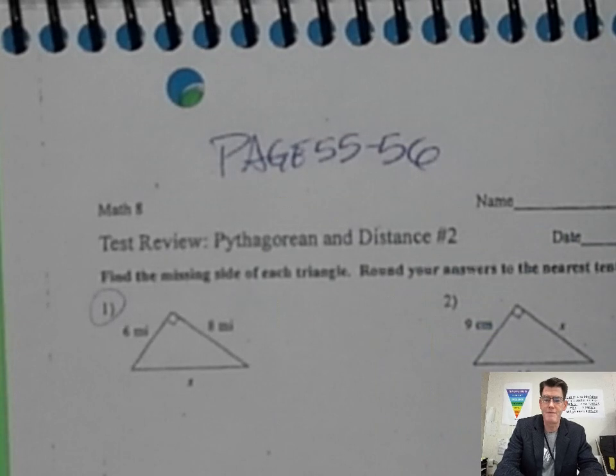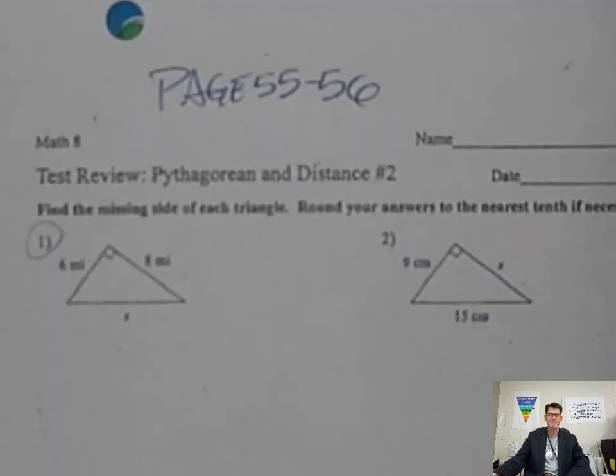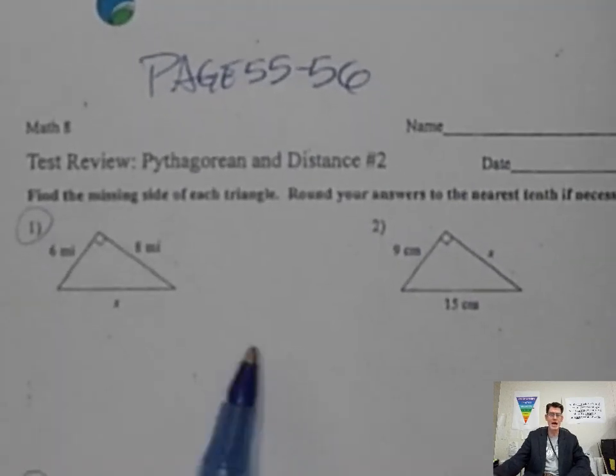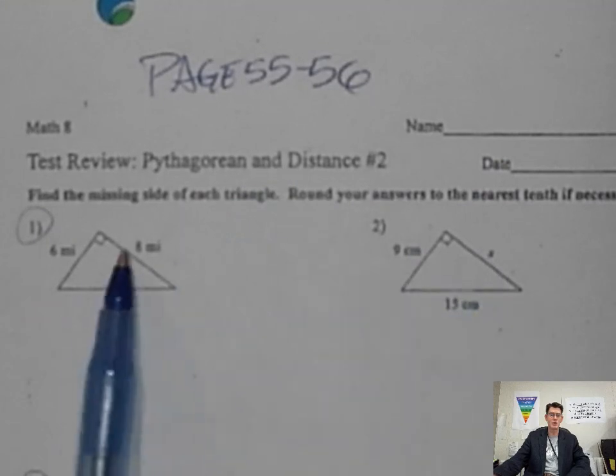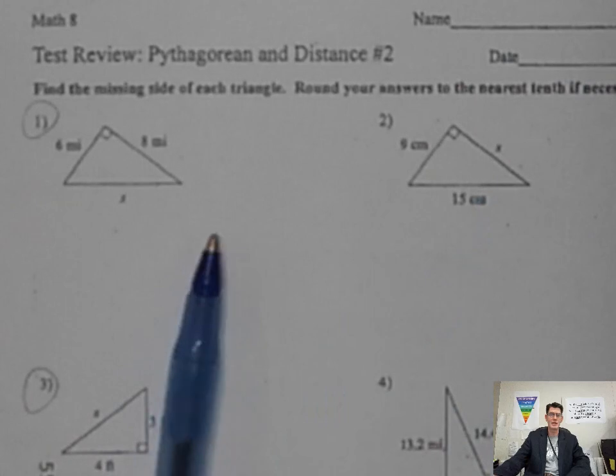Here we go, page 55, 56. If it seems like I'm flying through it, I am. If you have questions, you can go back and repeat. So find the missing side of these triangles. We can see the right triangle, so we know we can use the Pythagorean theorem here. Round to the nearest tenth.